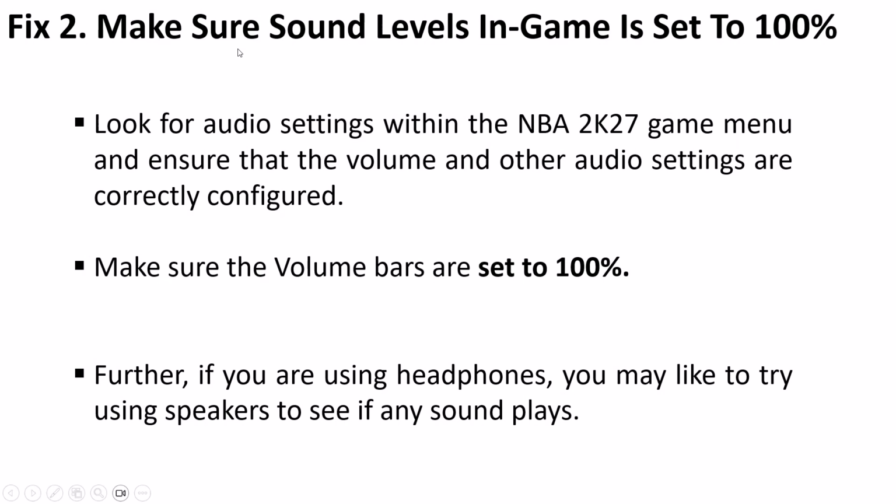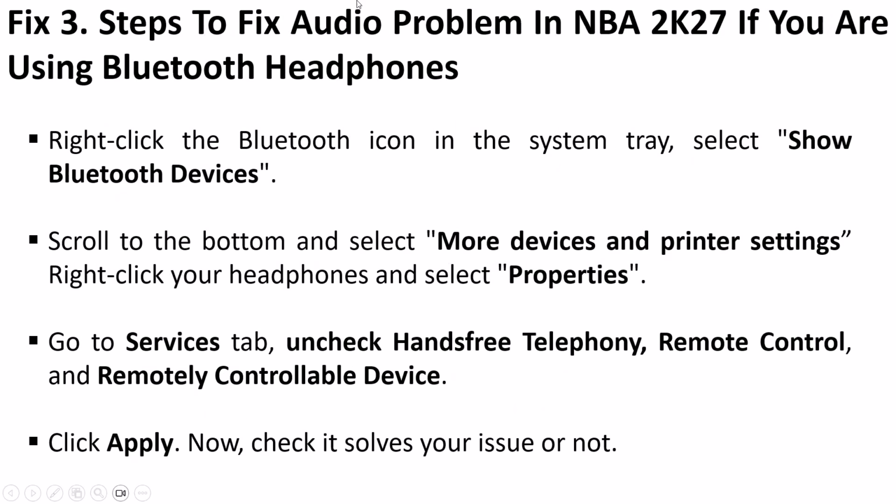Fix 2 is to make sure sound levels in game is set to 100%. So look for audio settings within the NBA 2K27 game menu and ensure that the volume and other audio settings are correctly configured. Make sure the volume bars are set to 100%. Additionally, if you are using headphones, then you may like to try using speakers to see if any sounds play or not.